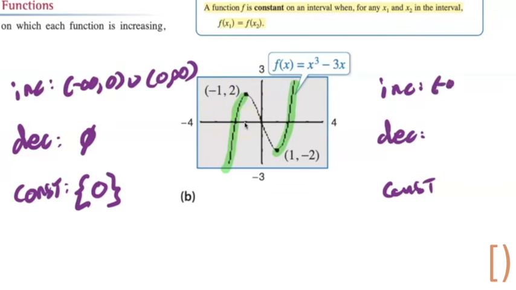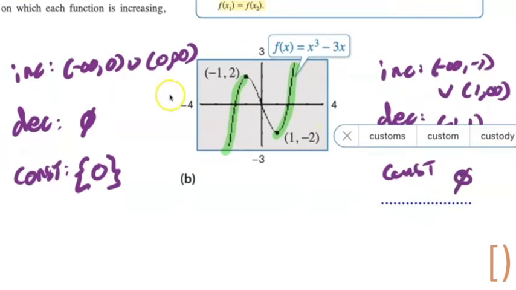So -infinity to -1. Union, I didn't explain this last time. Anytime you have more than one answer as the interval, you generally put a U in between. Union them up. And then we start again at 1, and go all the way to infinity, like that. Decreasing is the middle here. So again, x values, -1 to 1. And then constant, there's no constant.